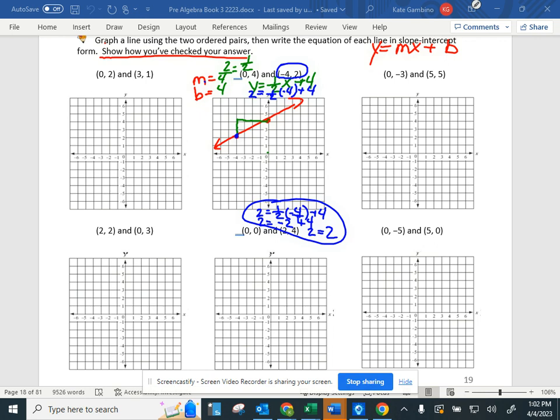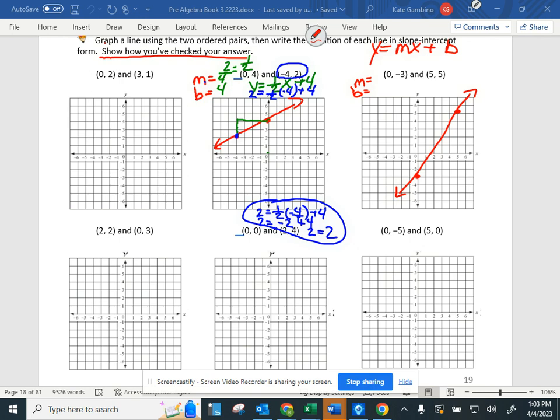Should we do one more? Yes. Okay. So let's look at our next one. First thing we do is we graph it. 0, -3, 5, 5. Again, I'm not just connecting the dots, I'm making a line. Now I'm going to say what my m is, what my b is, and then we'll figure out our y-intercept form. So once I have plotted my line, what is my slope? What is the m?